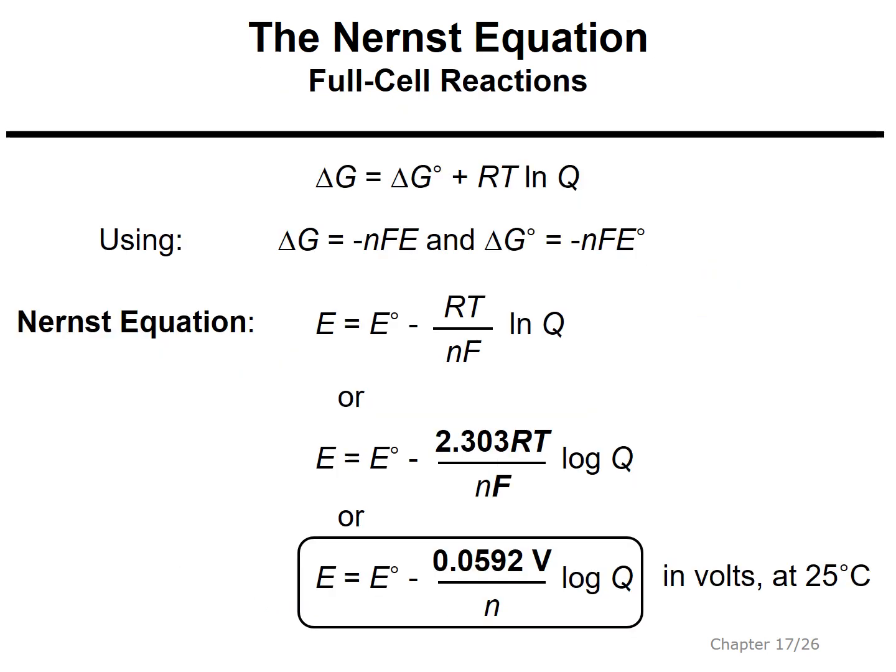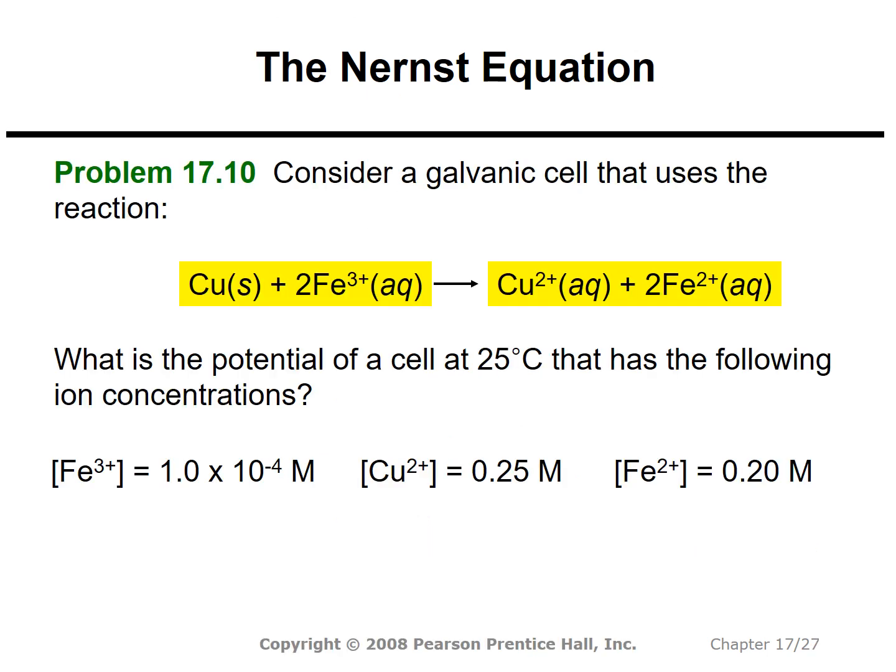Also, the same Nernst equation can be applied to full cell reactions. Actually, everything is the same. Here is an example of a full cell problem. Copper is going to copper 2 plus by oxidation, and Fe3 plus is reduced into Fe2 plus. That is the full cell reaction, which has two different half-cell reactions. The question is, what is the potential of a cell at 25 degrees Celsius that has the following ion concentrations?